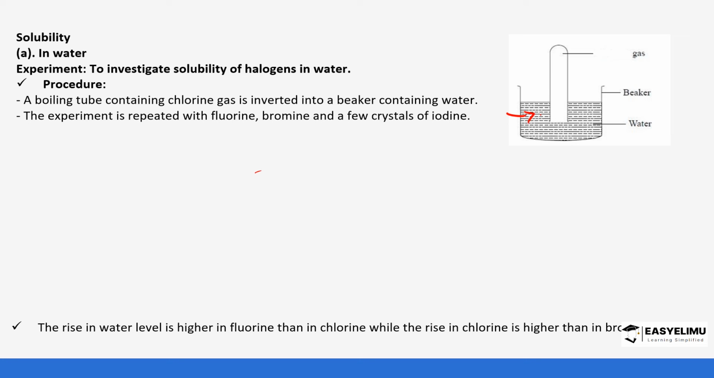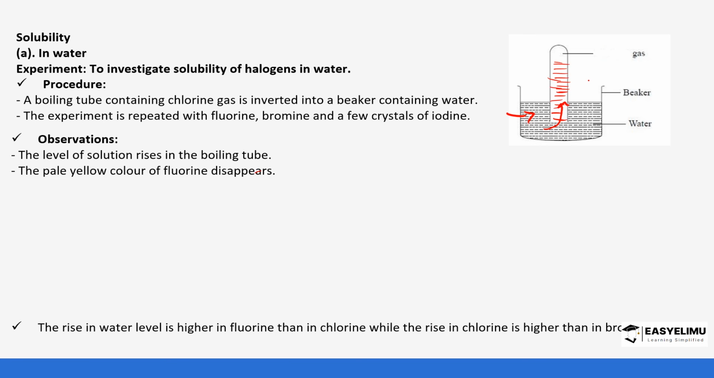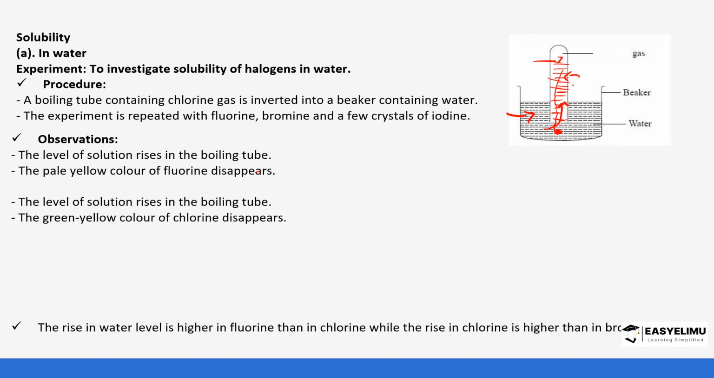And then the experiment was repeated with the other gases in the halogens. So you notice that the level of water rises in the tube after some time, and it rises depending on the solubility of that specific gas. Why does it rise? This is because the gas is occupying a certain space in the boiling tube. The moment this gas dissolves in water, there is a vacuum that is left inside here. So the water rises to occupy that space that was left.